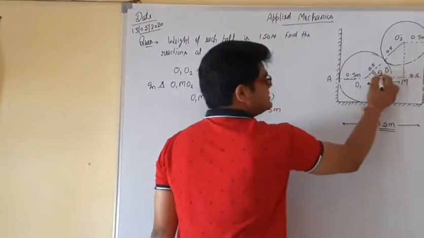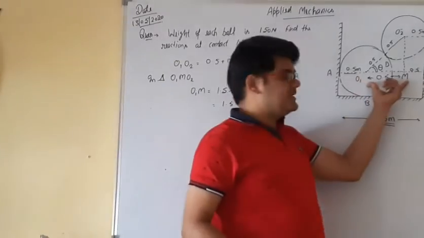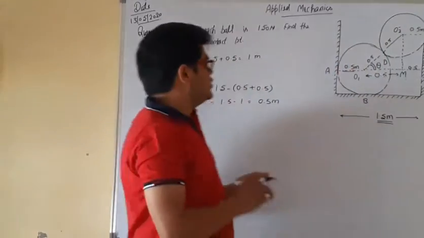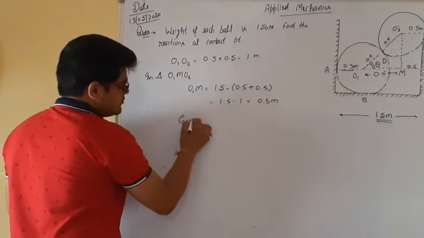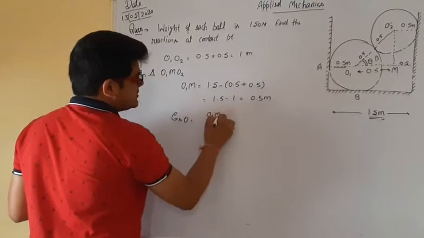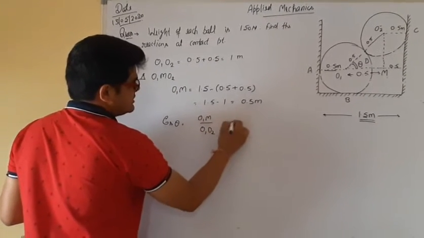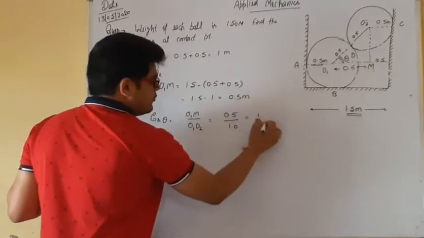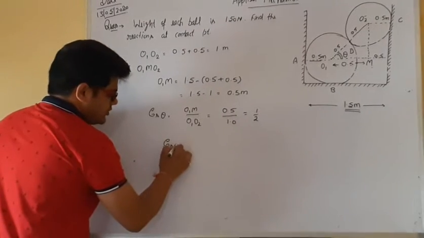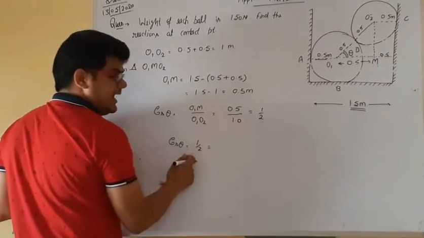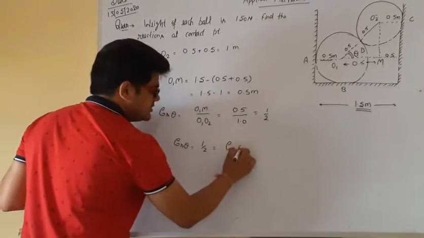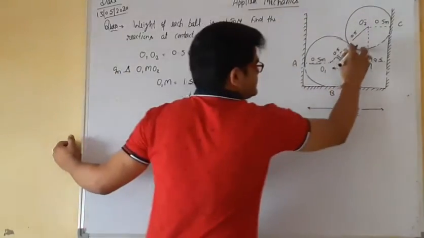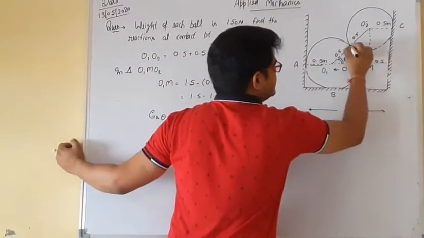Now this angle is theta. In this triangle, the base is known, 0.5 meter, and the hypotenuse is known, 1 meter. So apply cos theta equals base upon hypotenuse equals 0.5 upon 1, which equals 1 upon 2. Then cos theta equals 1 upon 2, which is cos 60 degree. Here theta equals 60 degree.